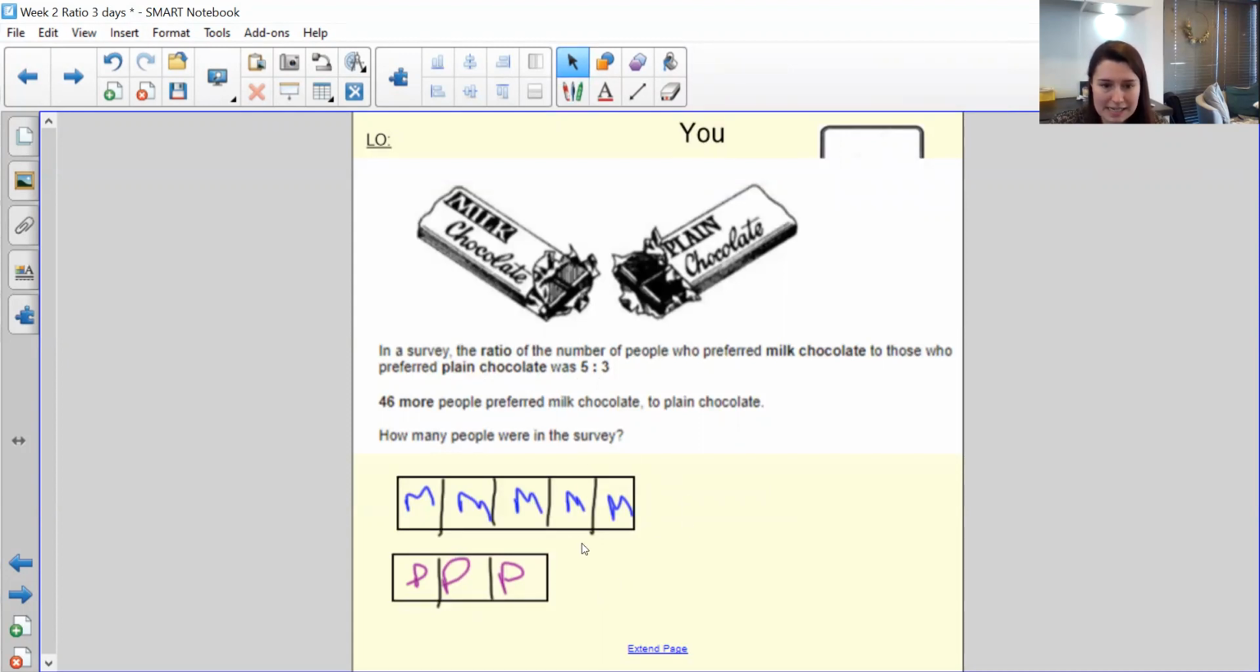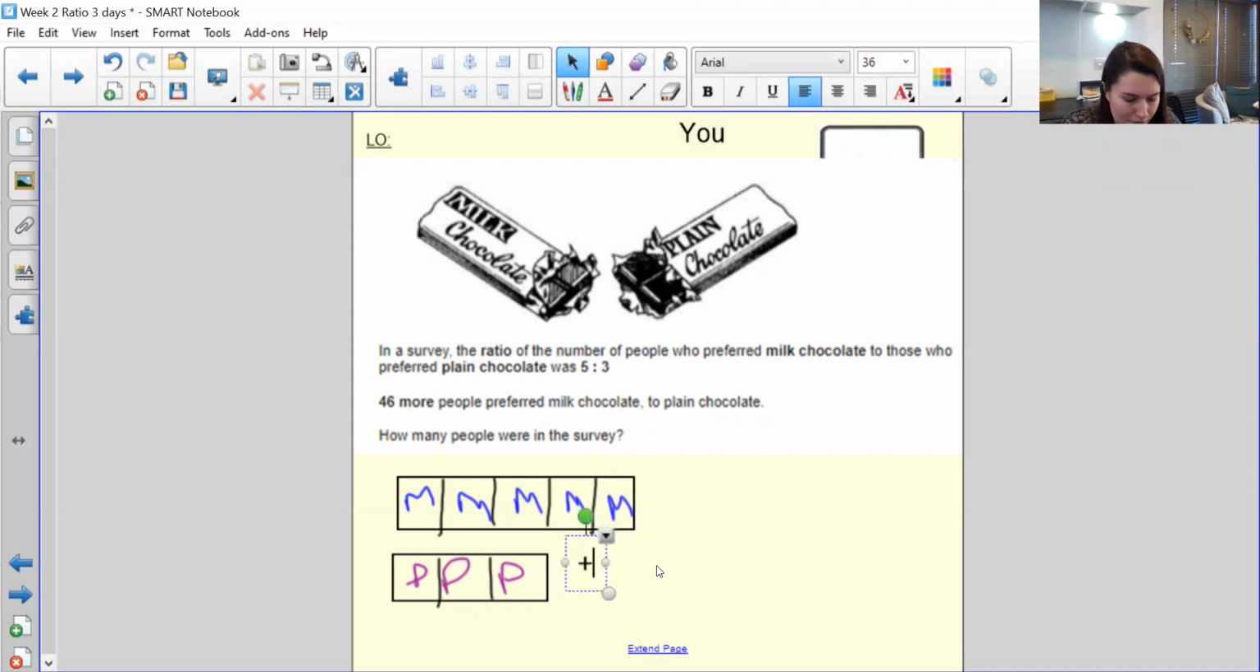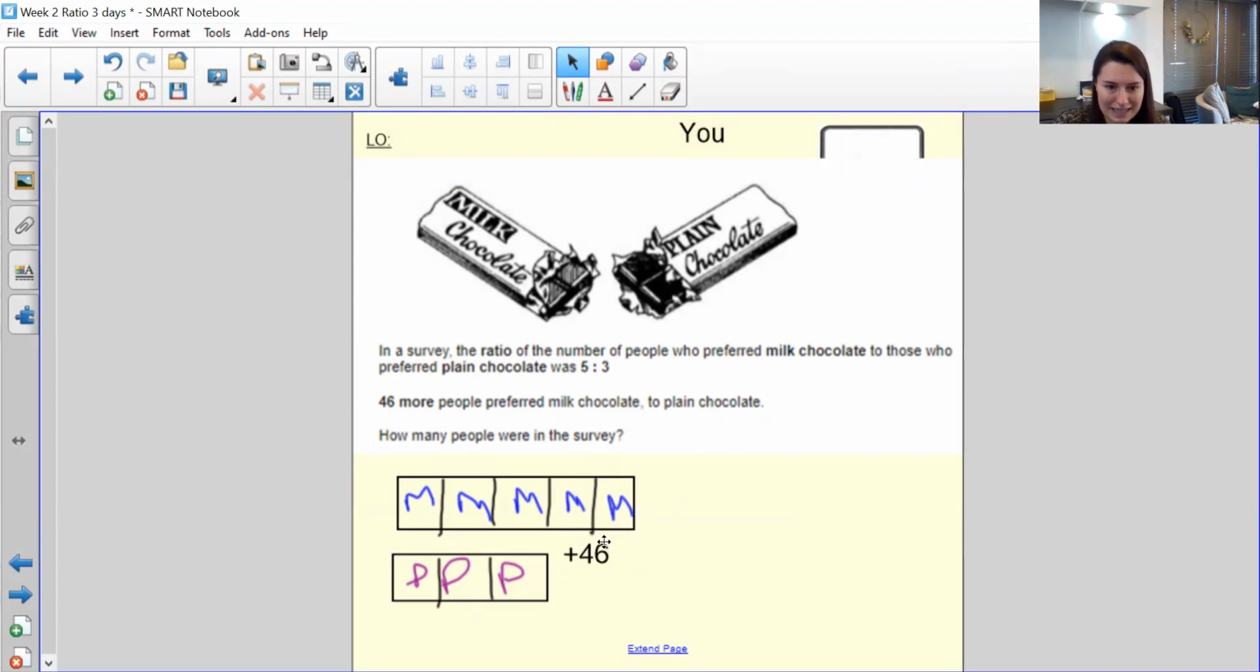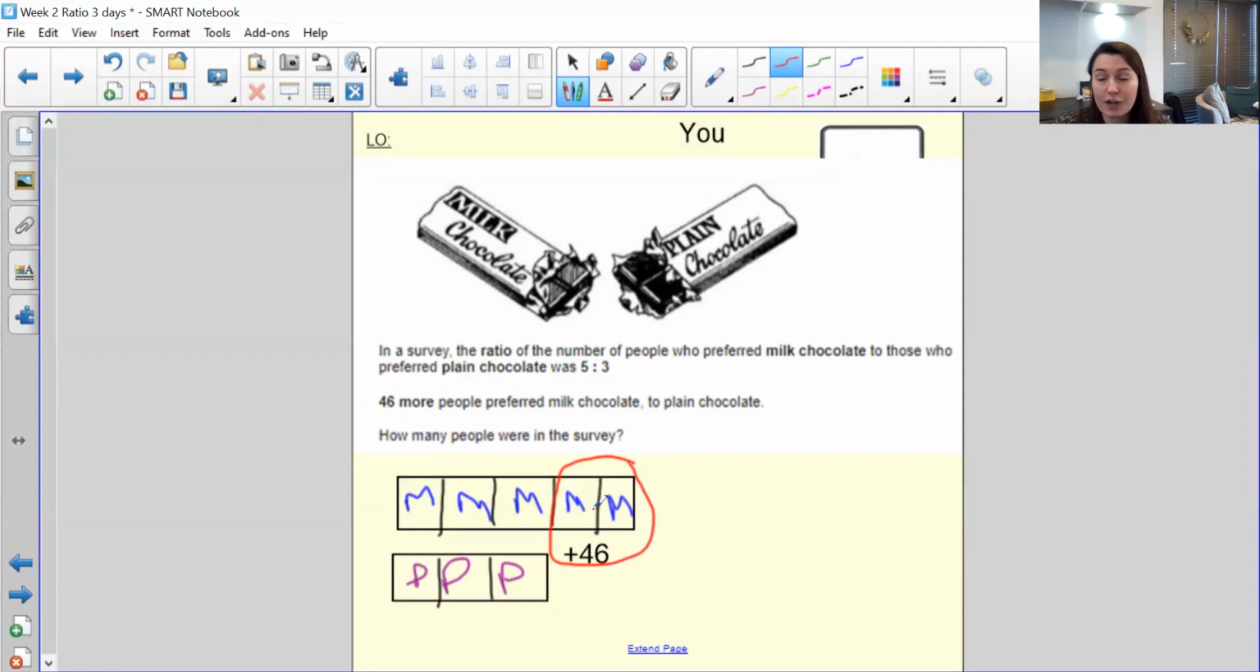And they said 46 people more prefer milk chocolate. So if I write plus 46 in here, you can visually see that this must be the 46 people, these 2 parts here, because otherwise they'd be equal. But it says that 46 more people prefer milk to plain. So these 2, hopefully you can see that there, parts must equal 46. So to find 1 part, I need to half that, which would give me 1 part equaling 23.